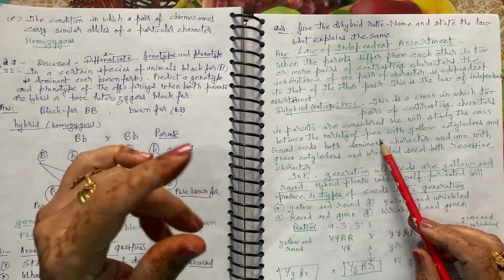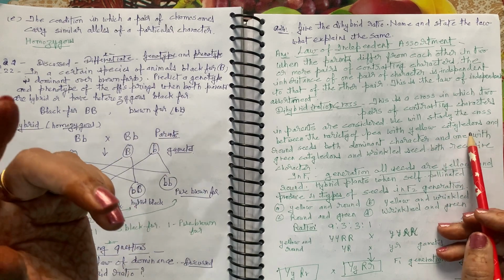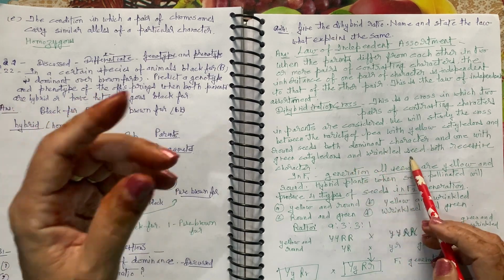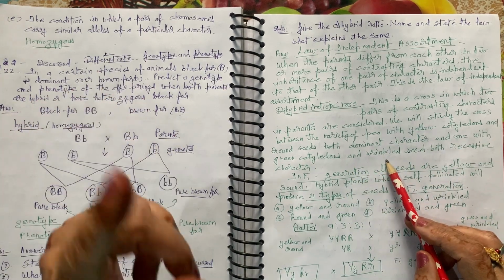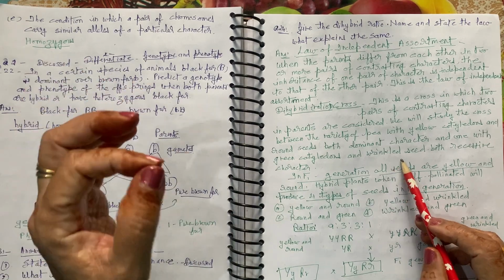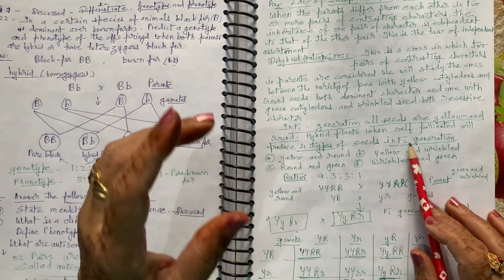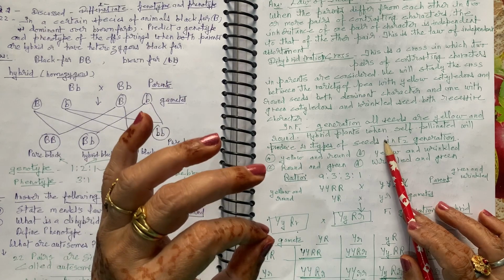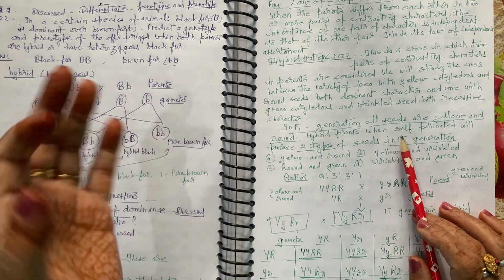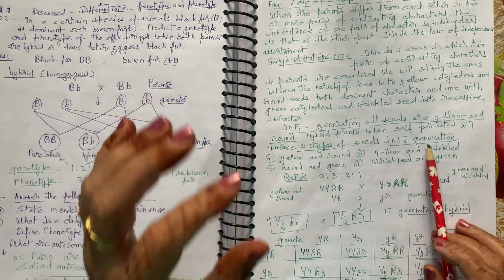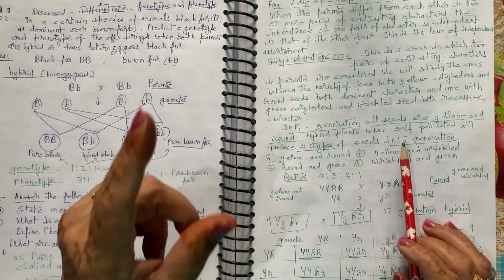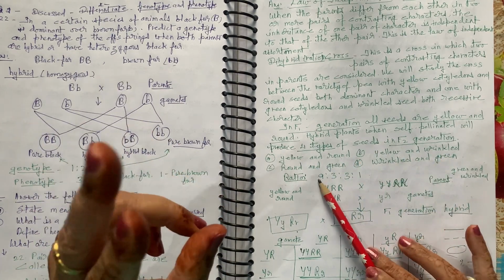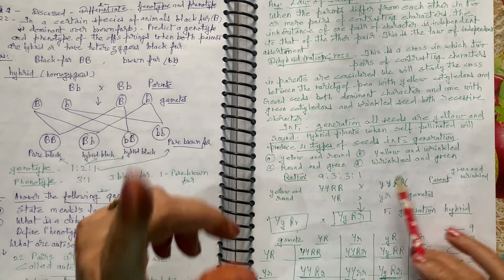This is the cross in which two pairs of contrasting characters in parents are considered. We will study the cross between a variety of pea with yellow cotyledons and round seed, both dominant characters, and one with green cotyledons and wrinkled seed, the recessive. In the F1 generation, when they are crossed, we get all hybrids, and all plants are yellow and round seeded. When these plants are self-crossed, in the F2 generation we get 4 types of plants: yellow and round 9, yellow and wrinkled 3, green and round 3, green and wrinkled 1.